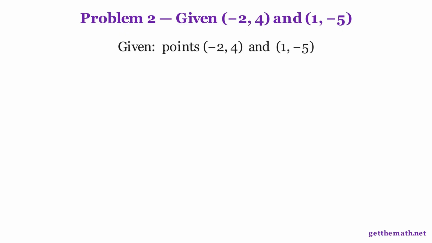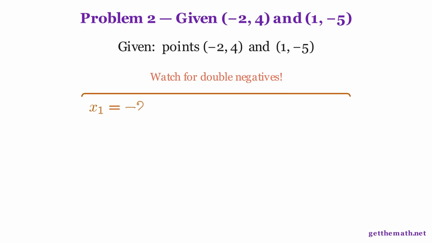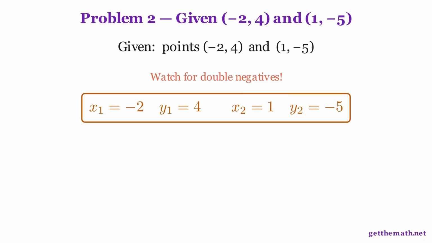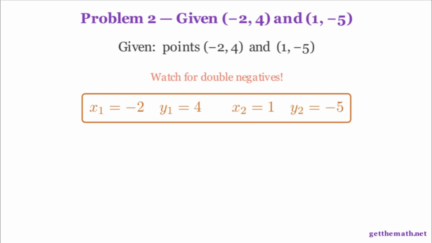Problem 2. We're given the points (-2, 4) and (1, -5). Label them. x1 equals -2, y1 equals 4, x2 equals 1, y2 equals -5. Notice x1 is negative. When we plug into point-slope form, that's going to create a double negative.